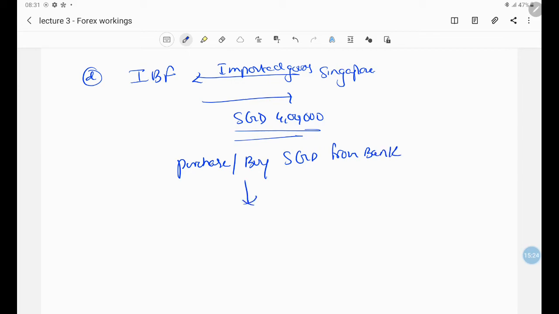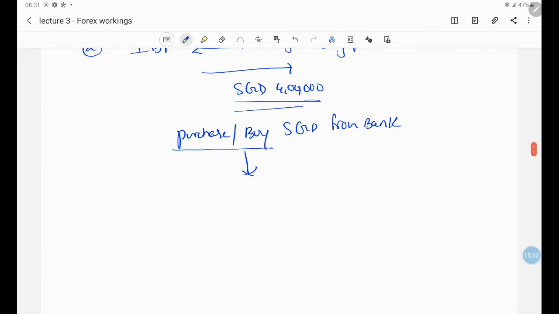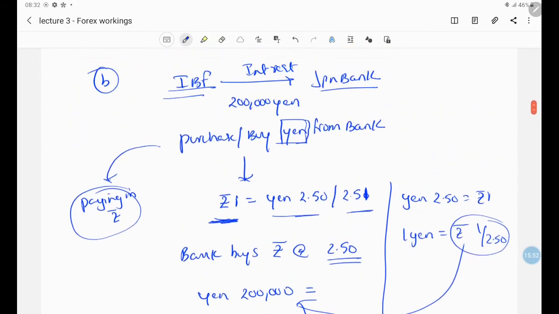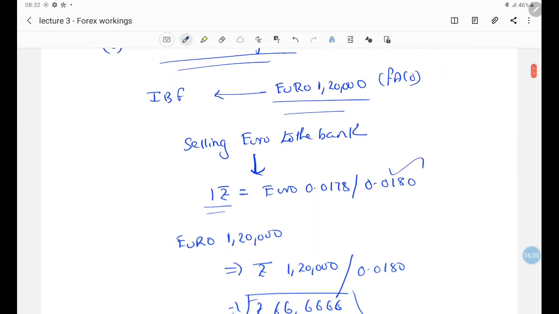Then you have to see the exchange rate, because the exchange rate is given in indirect quote. Since we are purchasing or buying Singapore dollar only by paying rupee, by paying rupee, then only we will be getting Singapore dollar. So we are paying rupee and the bank will be receiving rupee. You have to see at what rate the bank will be buying rupee, because the exchange rate is given in indirect quote. So you see which rate is applicable. This is the rate, right? So 1 rupee equal to SGD 0.040.